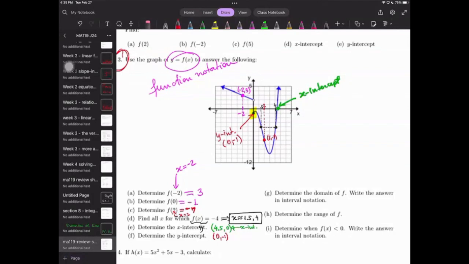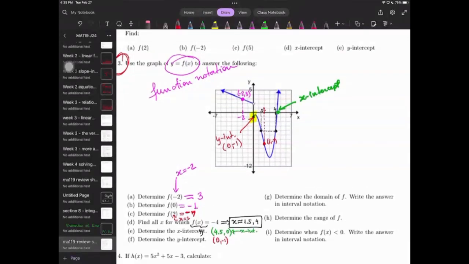All right, so for letter G, we have to find the domain. For letter H, we're going to find the range. And for letter I, we're going to find when f of x is less than 0, which means negative, and write the answer in interval notation. Okay, so first let's start with the domain. Remember, the domain is the set of all x values. So you're looking for all the points in this graph.